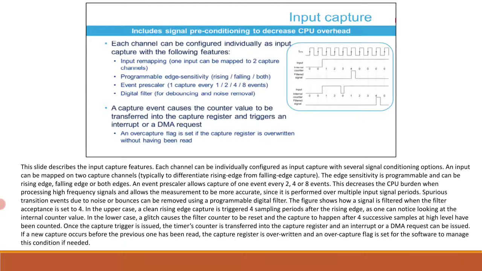As one can notice looking at the internal counter value. In uppercase, a clean rising edge capture is triggered for sampling period after the rising edge, as one can notice looking at the internal counter value. In lowercase, a glitch causes the filter counter to be reset and capture to happen after 4 successive samples at high level have been counted.